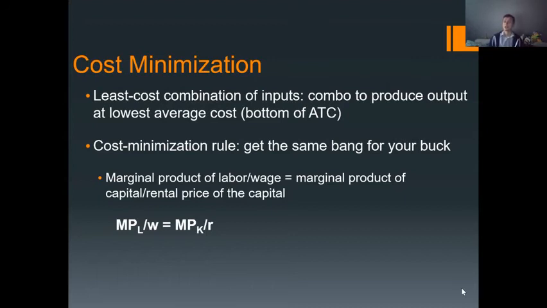You have minimized costs. So the marginal product of labor divided by wage has to equal the marginal product of capital divided by the rental rate of that capital. And you can do this for as many different inputs as you want. So whatever the marginal product of that input is, divided by however much that input costs.